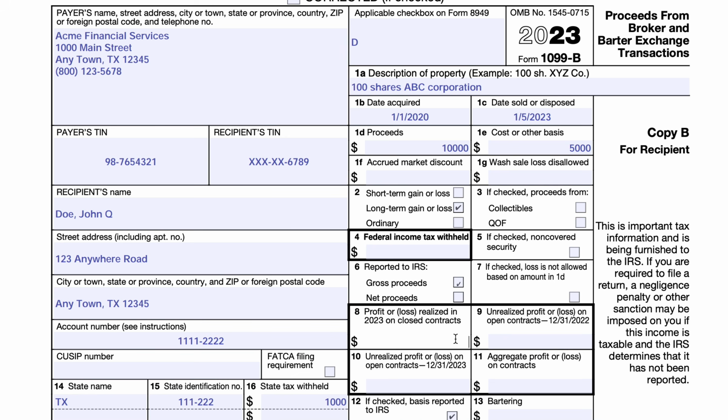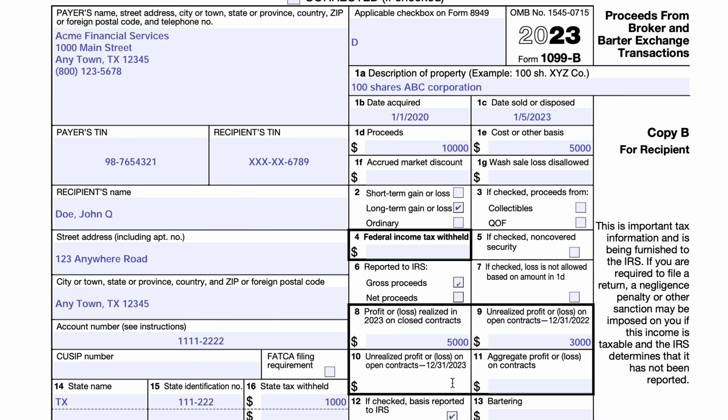In box 8, that shows the profit or loss based on contracts that were closed during the tax year. So let's just say that he generated a $5,000 profit here. On box 9, they're going to report open contracts that were open as of the end of the prior tax year. And in this case, at 12/31/2022, there's an unrealized profit. And let's just say that amount was $3,000.